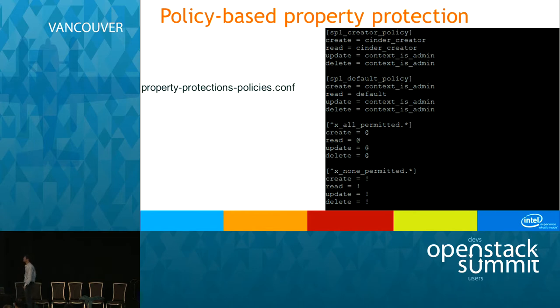Policy-based property control is basically the same as the rule-based property control, but it is based on the Oslo policies. So from this configuration, we can see that besides defining some actions for each property, we also should define the policies for each action. And we should also define these policies in policy.json to use the Oslo policies capability to check whether the user can do that.